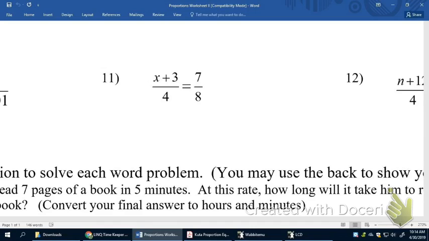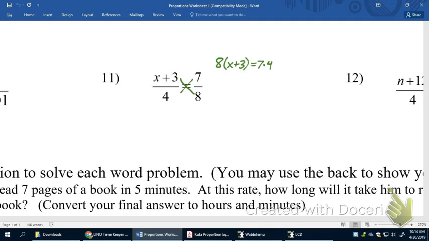Alright, on problem number 11, I'm going to again cross multiply. So the x plus 3 is going to be multiplied by 8. Now that's a little tricky how you should write that. You should write that as 8 parentheses x plus 3, because the 8 is going to multiply both the x and the 3. Equals the 7 will get multiplied by 4. Doesn't matter what order you write that. If you write 4 times 7, it's still the same thing.